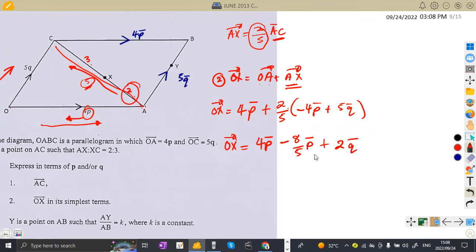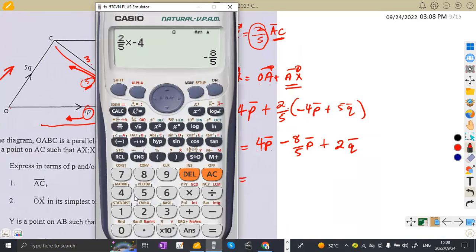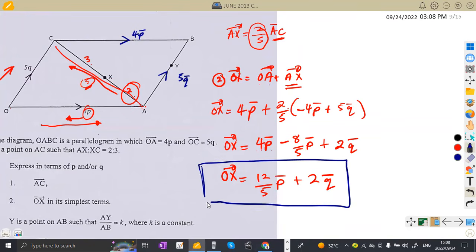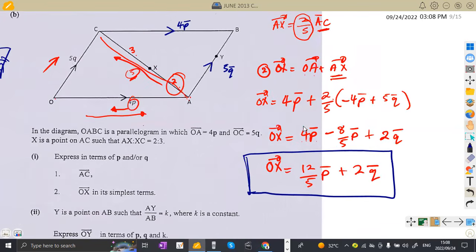Okay, so collect like terms from the vectors. So you're going to have vector 4P and minus 8 over 5P. These are like terms, so you're going to subtract 4 minus 8 over 5. Simply on your calculator, guys, 4 minus 8 over 5, you can obtain your answer, which is 12 over 5. So you're going to obtain 12 over 5 vector P plus 2 vector Q. Okay, so this is going to be our vector OX in terms of P and Q. All right, so let's move on and see the other part of the question.